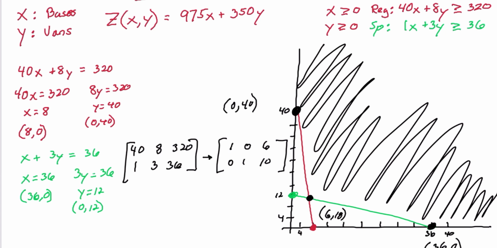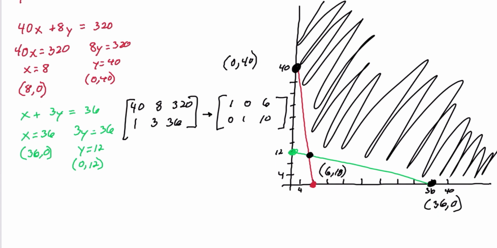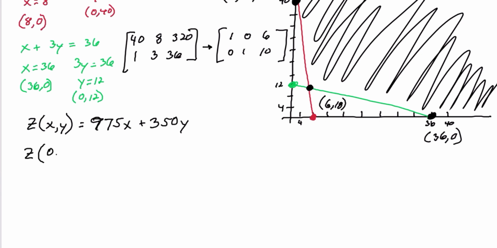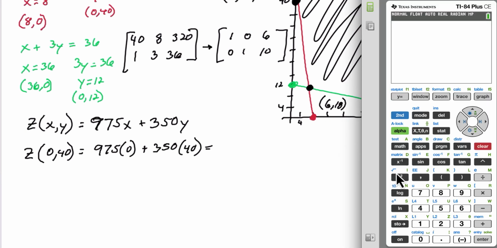Finally, we'll plug each of those vertices into the objective function to see which one minimizes the cost. As a reminder, that objective function is z of x, y equals 975x plus 350y. The first point we'll test is 0, 40. 975 times 0 plus 350 times 40. 975 times 0 is just 0. So 350 times 40. That is $14,000.